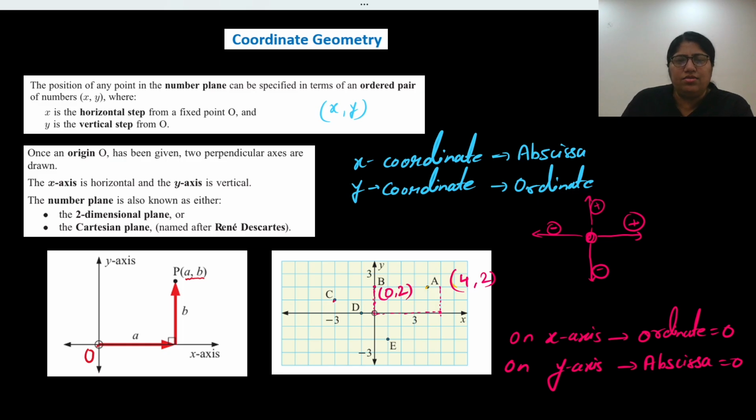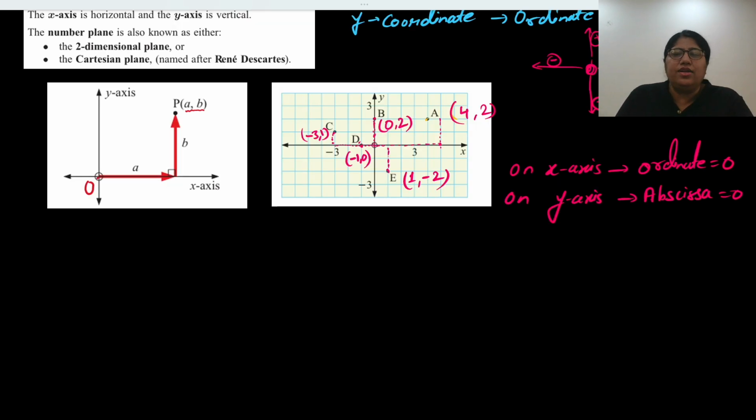Similarly, the coordinates of C: from the origin, you are moving left, so it is minus 3, and 1 unit up, so it is minus 3 comma 1. For point D, because it is on the x-axis on the negative side, it is going to be minus 1 comma 0. And what is the way we find the distance between any two points that are in a slant way?